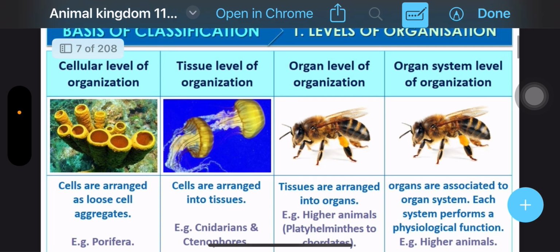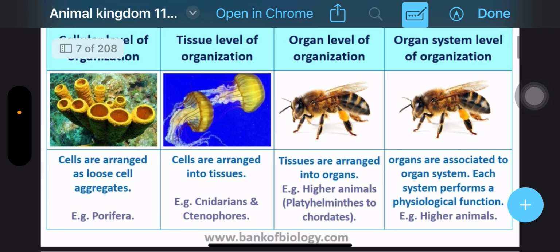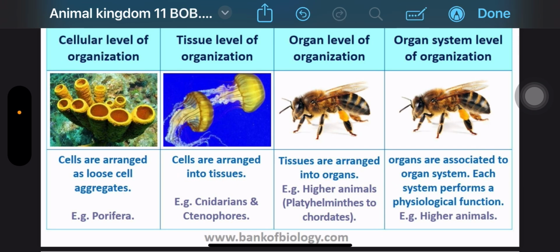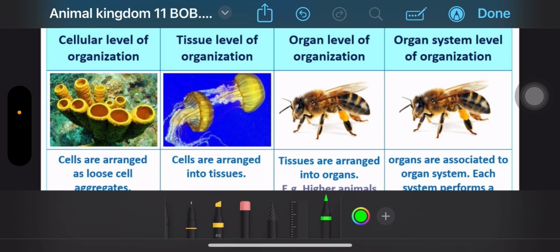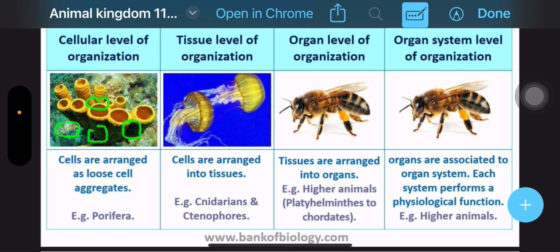See, they have given here the first one, cellular level of organization. Here the cells are arranged as loose cell aggregates, meaning tissue won't be formed here, but all cells are present like this, but not as a tissue, right? It is only a loose aggregation. This is multicellular only. More cells are there, but they are not aggregated as a tissue, right? So that's the first, cellular level of organization, example Porifera.